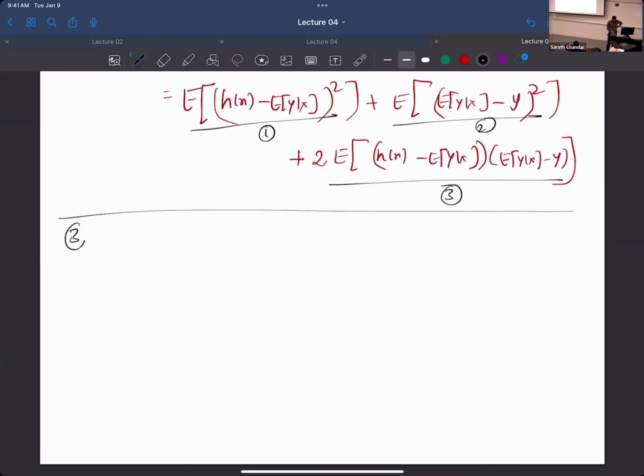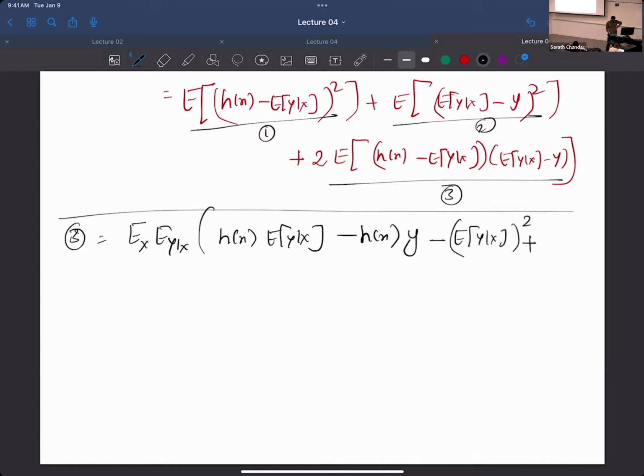The third term is given by the expected value of this whole thing. This is basically the expectation over x, and the expectation over y given x. I'm going to multiply things internally. So it becomes h of x times E of y given x, minus h of x times y, minus E of y given x the whole square, plus y times E of y given x. I just multiplied the terms (a minus b) and (c minus d).